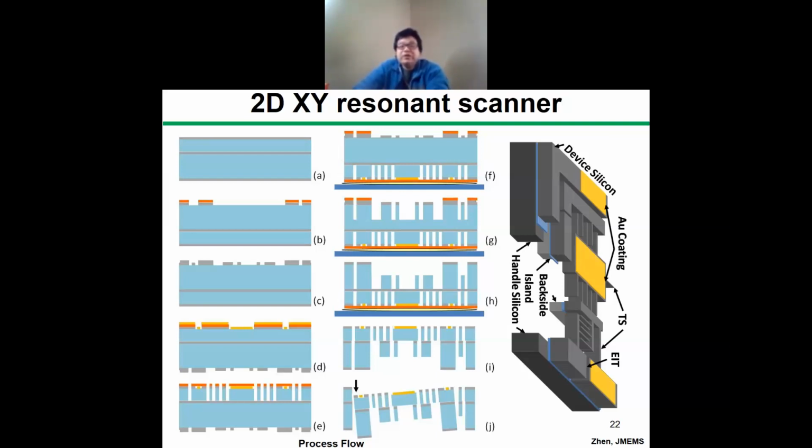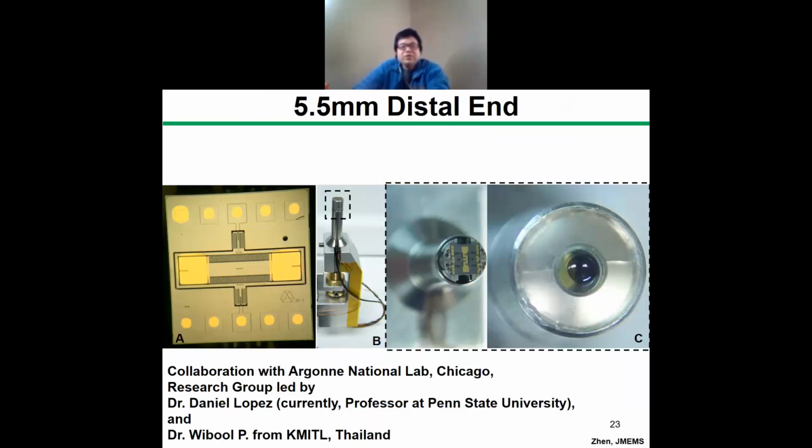So that's why the yield is relatively high. And also we collaborate with researchers at Argonne National Lab and Professor Daniel Lopez, who is right now at Penn State University as a director. And also Professor Wibool Piyawattanametha in Thailand.